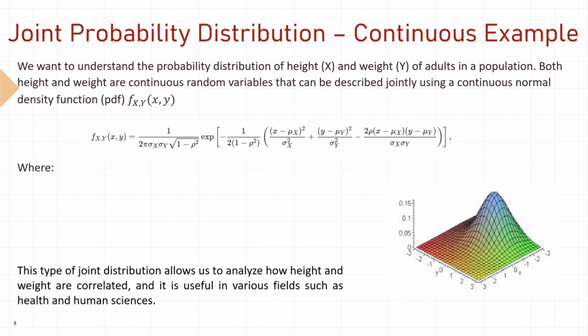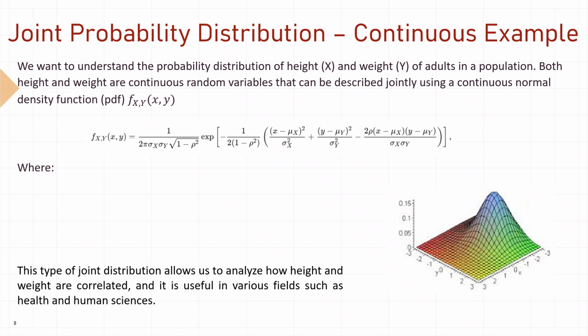As for an example for the continuous case, we can look into the joint distribution of people's height and weight. We want to understand the joint probability distribution of two continuous random variables, height, x, and weight, y, of adults in a population. Since both height and weight are continuous variables, they can be described using a joint probability density function, specifically a continuous normal distribution.